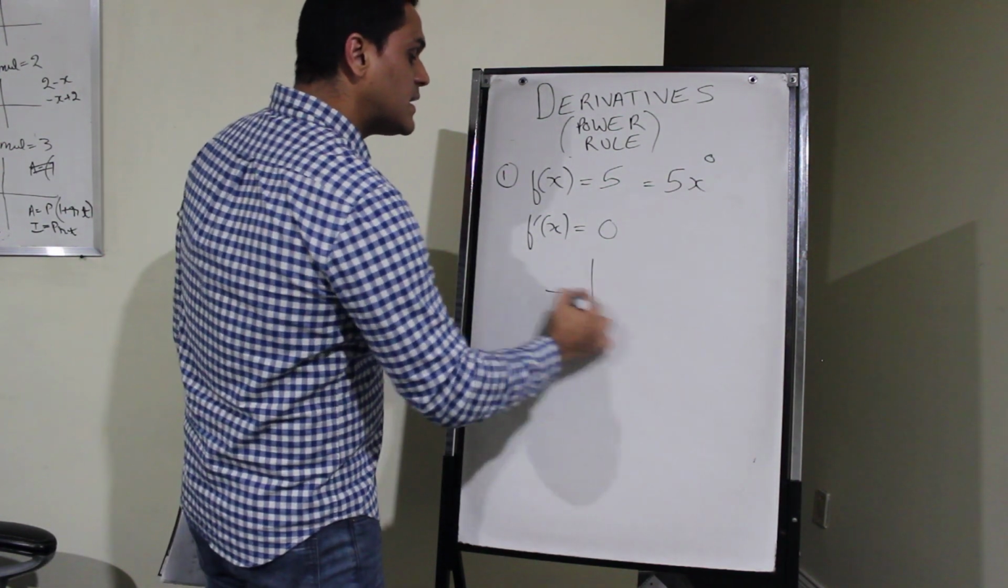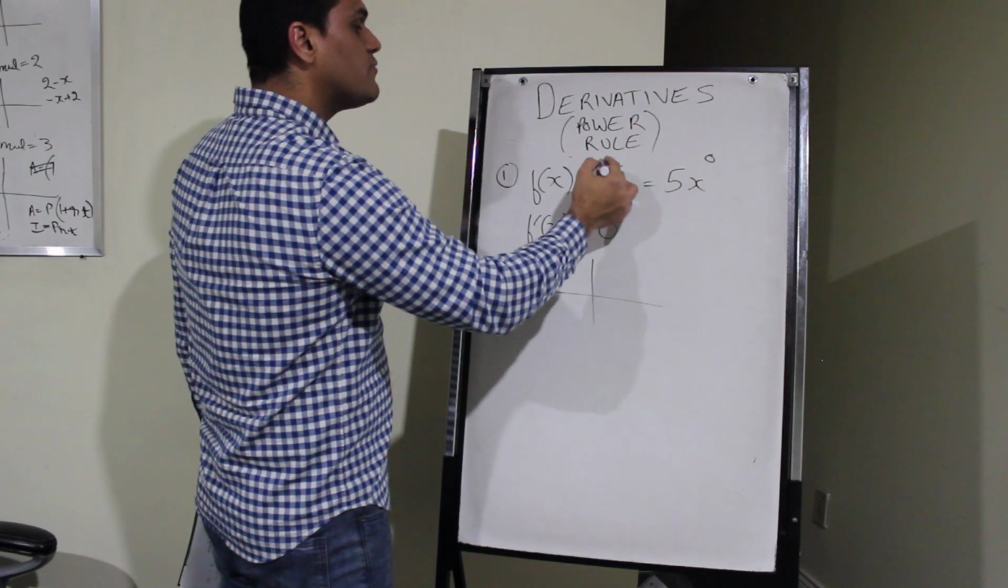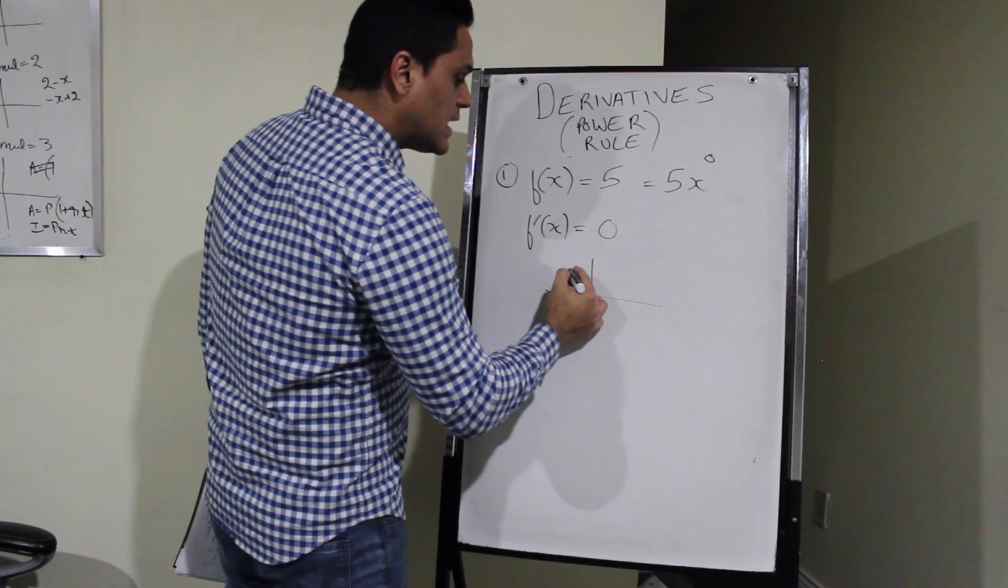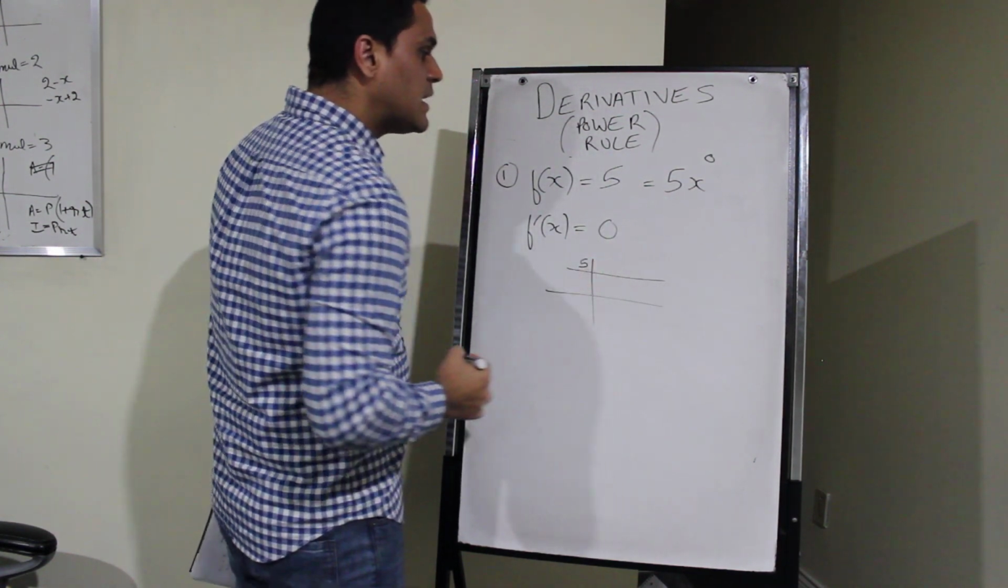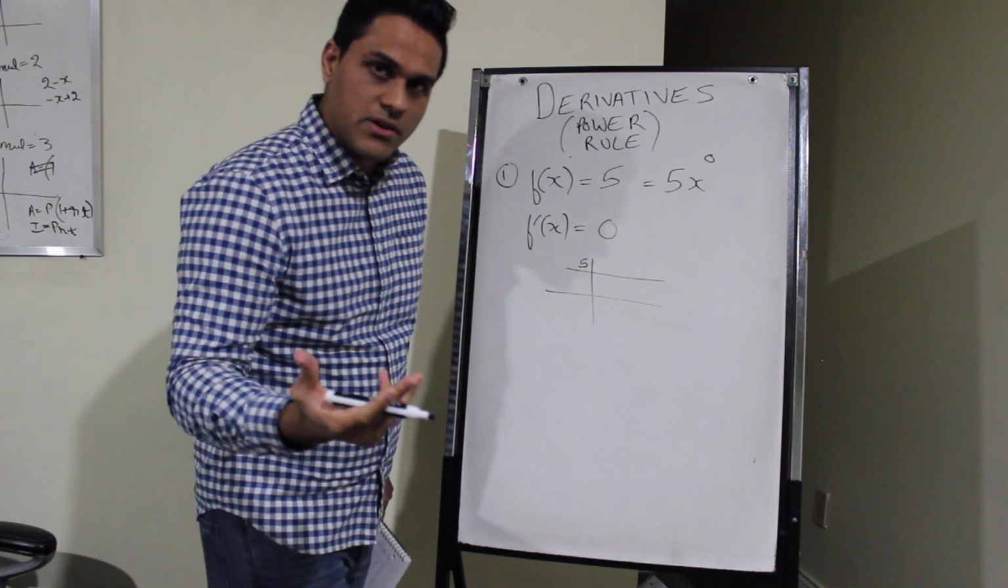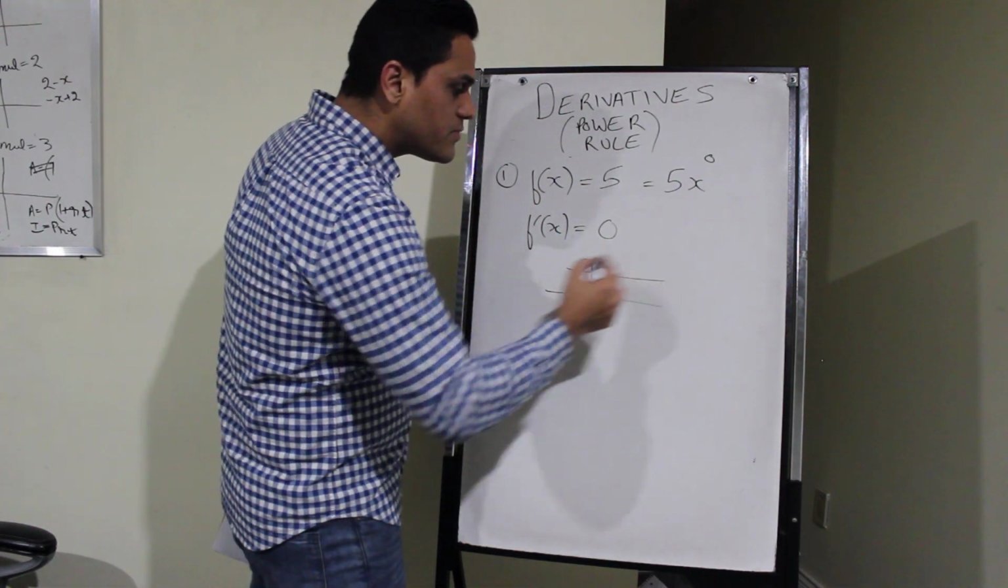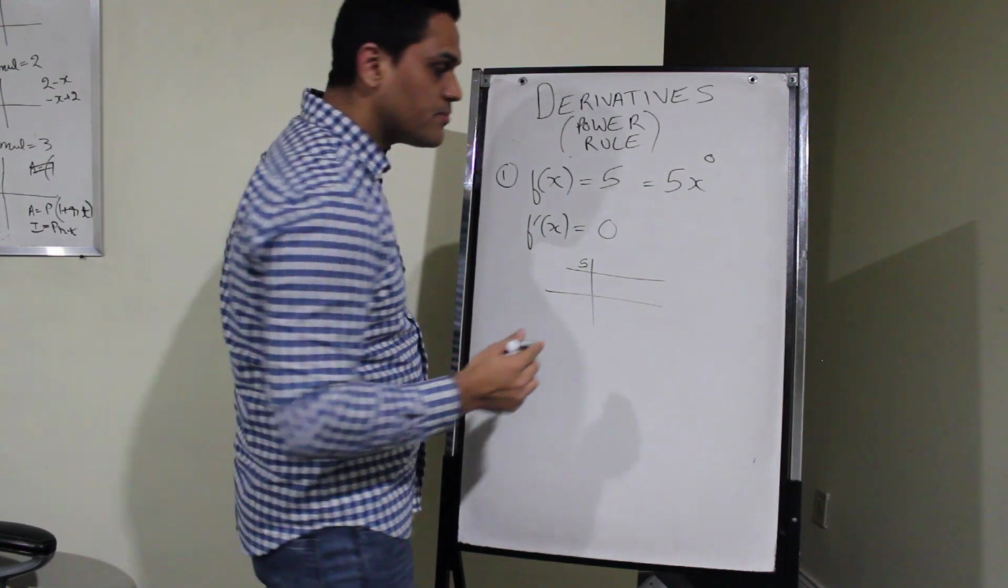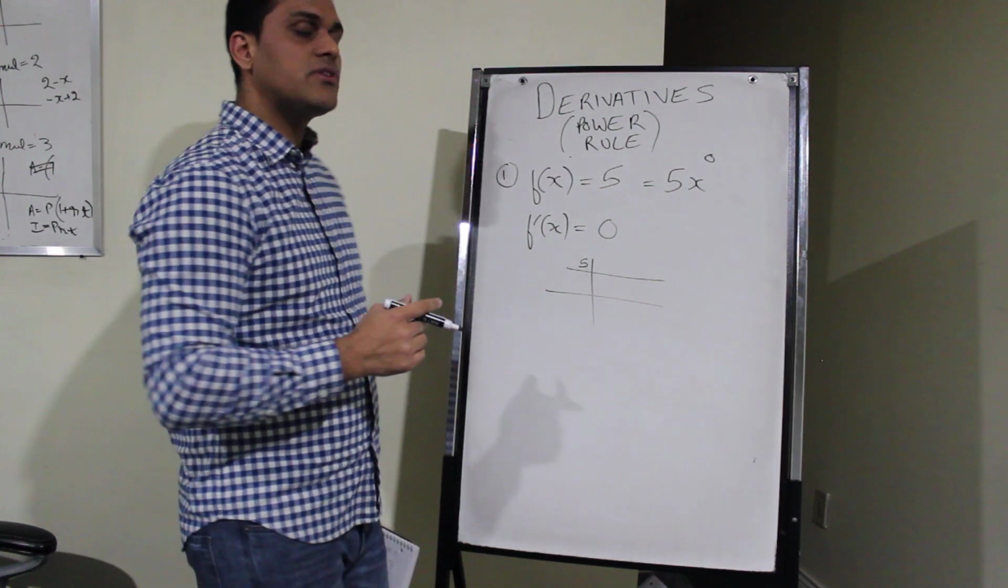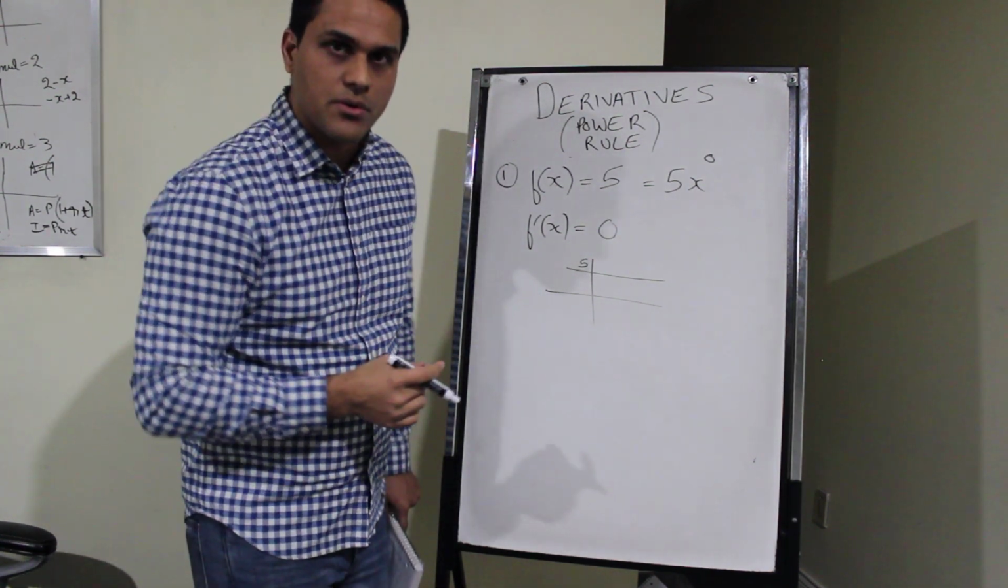Okay, why is that? Now if I have to graph f of x equals 5, there will be a horizontal line at 5. And we all know another name of derivative is slope. And the slope of this horizontal line is just 0. Okay? So that's why derivative of any constant will just be 0.